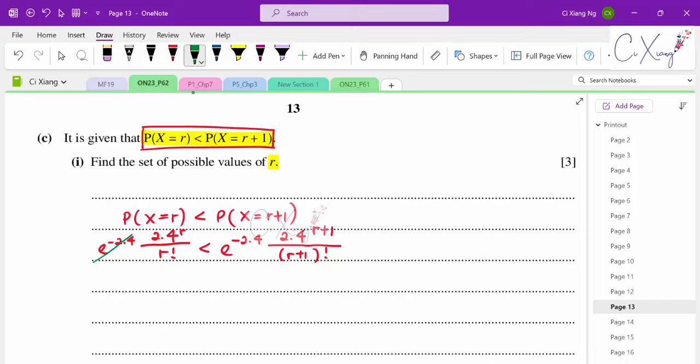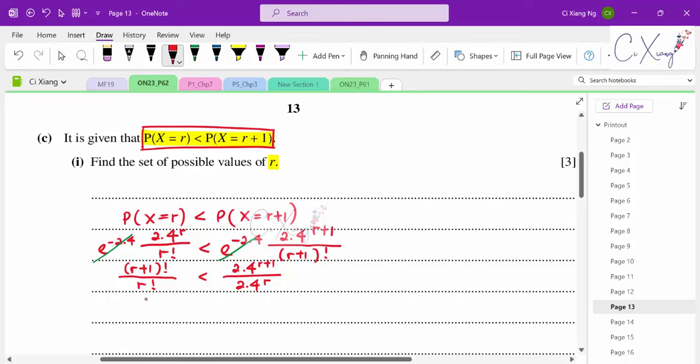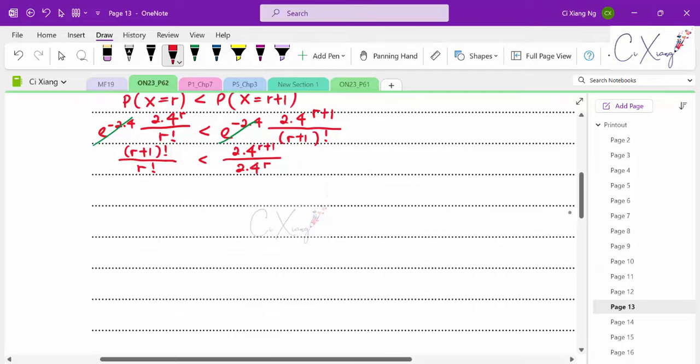E power negative 2.4 can be cancelled off each other on the left and right hand side. And now for the 2.4 power r, I want to move it over to the right. It will become the denominator on the right hand side. Okay, then for the r plus 1 factorial, I will want to bring it up to the left hand side, become the numerator. So we are doing the cross multiplication. Okay, so I want to group all the r at here and all the value with 2.4 at this side because you can further simplify them.